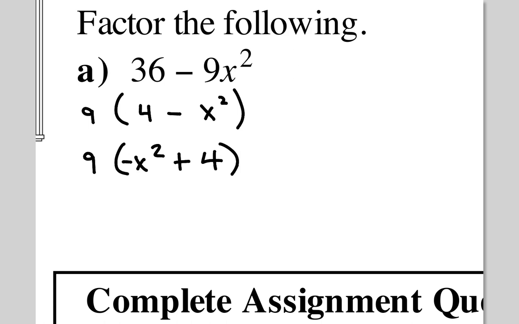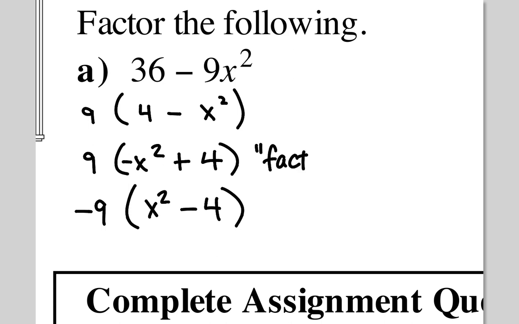I personally hate that. So to avoid it, I factor out a negative. So I'll take out a negative 9. That negative becomes positive, and that 4 becomes negative. That's a skill that you can use at your disposal whenever you feel it's necessary. Factoring out negatives. Because all you're doing is changing signs. When you divide by 1, the number will not change, only the sign will change.